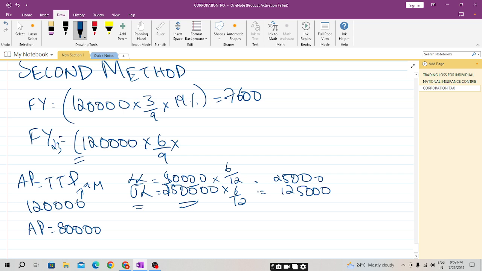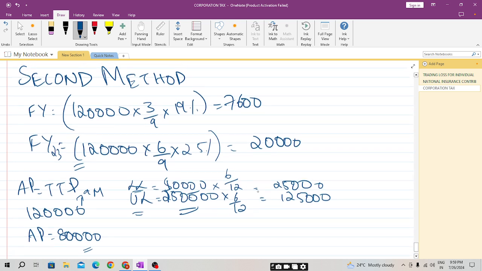And students, our augmented profit is 80,000. It is between, so it will be taxed at the marginal rate of 25%. So it will be 20,000. I hope this is clear, students.